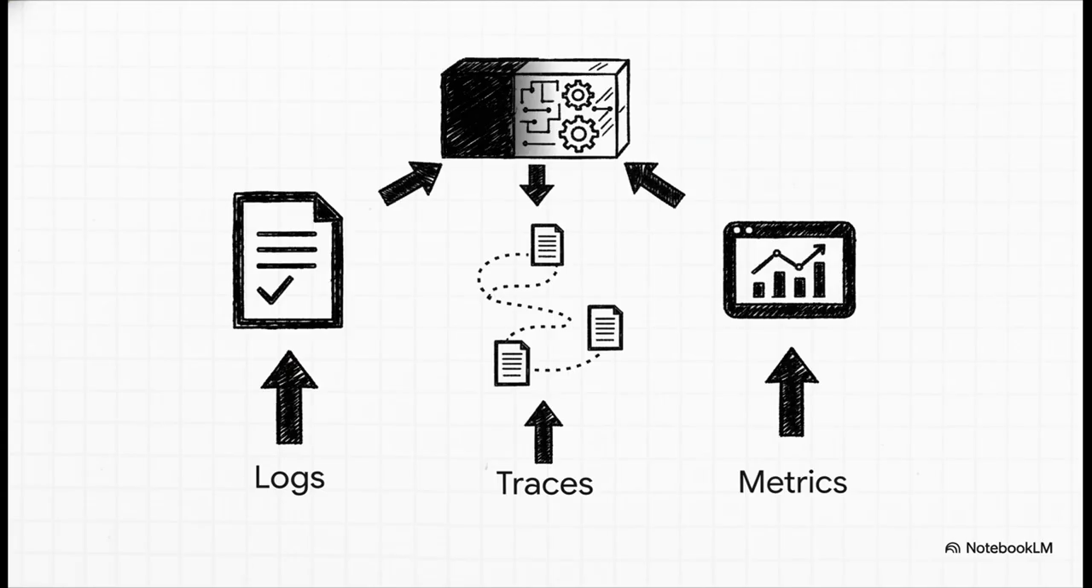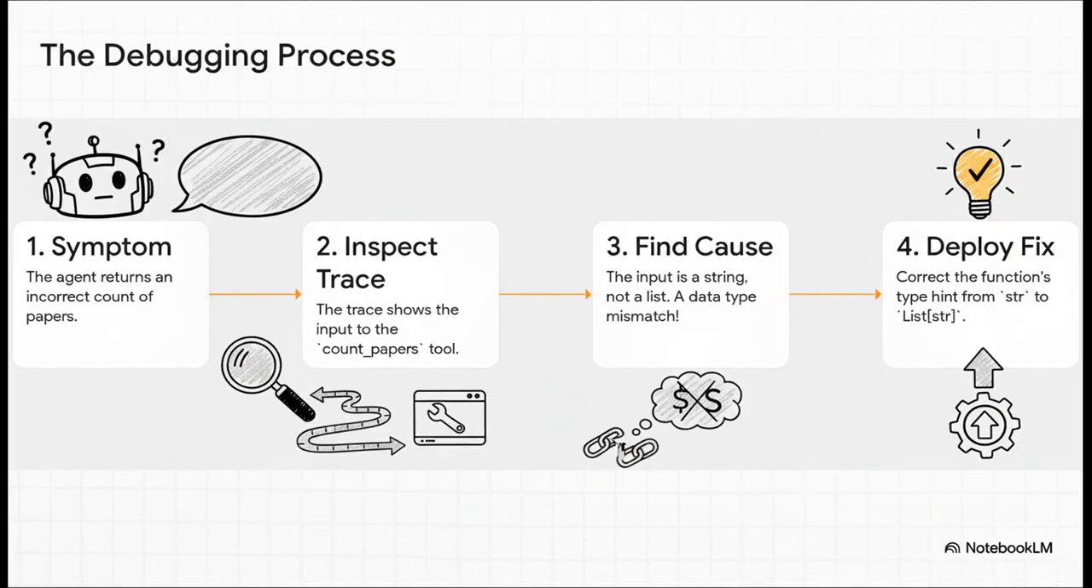This is exactly where the 3 pillars of observability save the day. First, you have logs. Logs just tell you what happened at one specific moment in time. Then you have traces, and this is where the real magic is. Traces connect all those individual logs together into a single story, so you can see why a certain result happened. And finally, you have metrics, which give you the 10,000-foot view. How is the agent doing overall? You put these 3 together, and you turn that black box into a glass box. You can see everything.